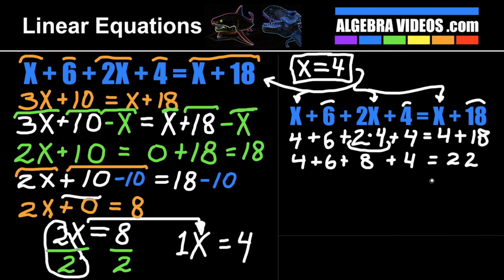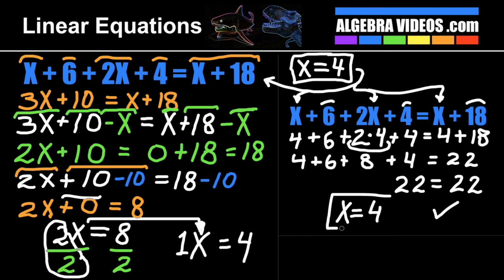All right, so let's just simplify again. On the left side, 4 plus 6 is 10, plus 8 is 18, plus 4 is 22. So all those numbers sum to 22. And then on the right side, we already had a 22. So we got two numbers that equal each other, and that means our solution checks out. So we know that x equals 4 is our solution, and we verified it by plugging it in. So once again, there's our solution, and we know that's the correct answer.